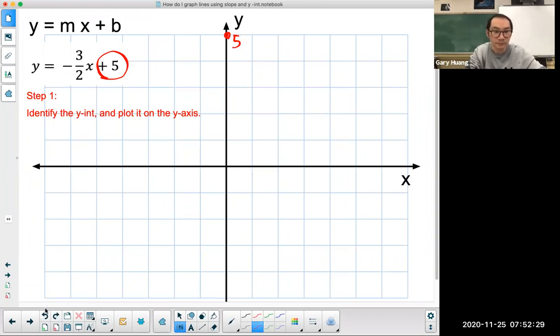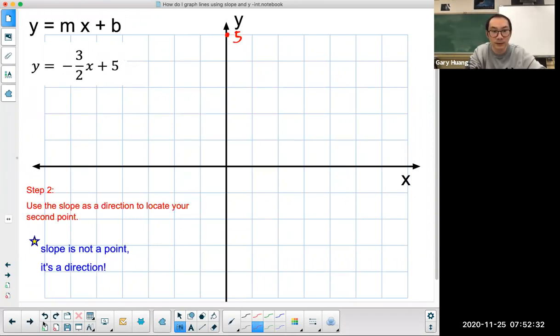Second step. Now we're going to look at the slope. The slope is the direction, right? Again, it's not a point. Don't plot it at -3 and 2 on the axes. The slope in this case is -3/2. Now, it's always easier to put the negative sign on top. That way, it tells you a negative slope, you're going downwards instead of going upwards. Negative slope, you're always going downwards. So this is the direction, rise over run.